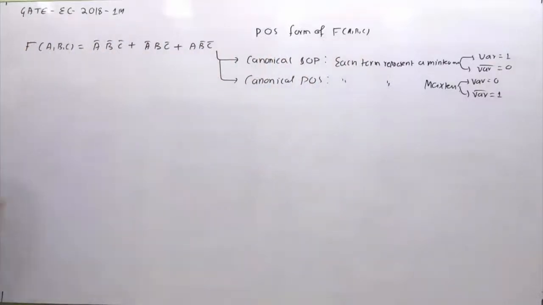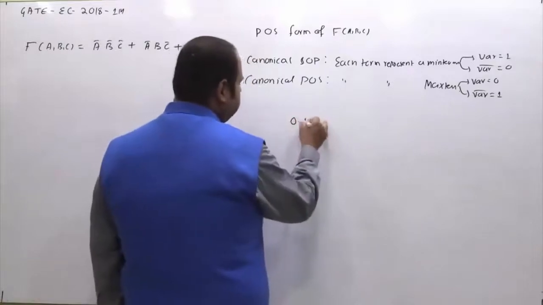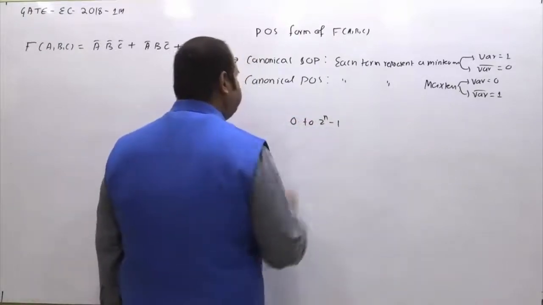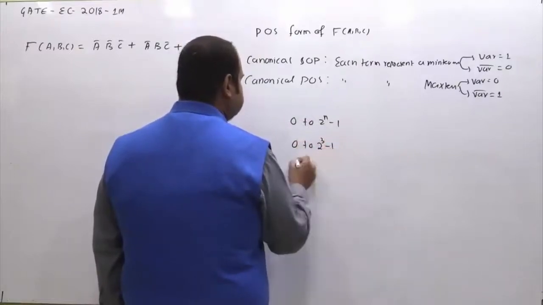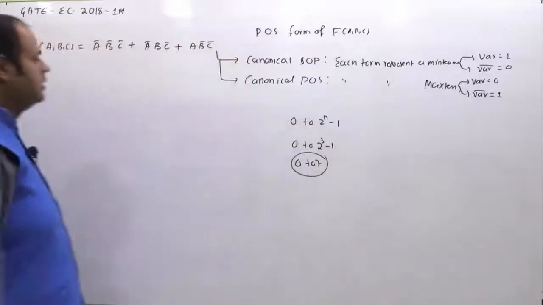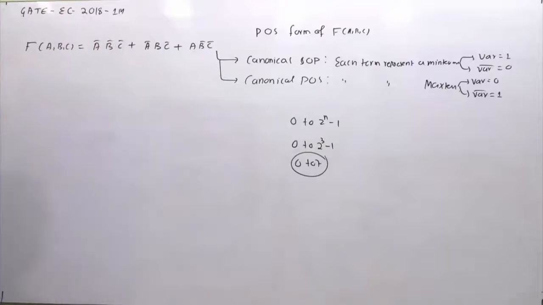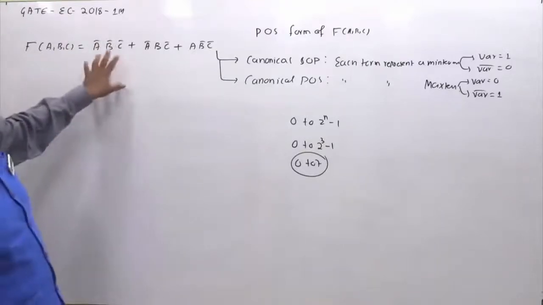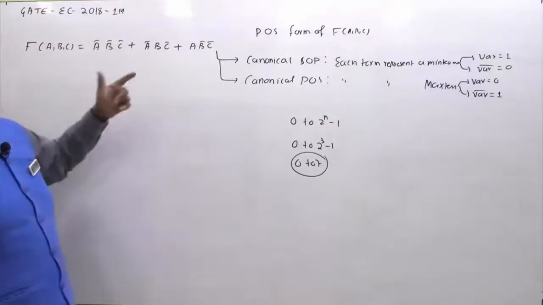So here it's a 3 variable case. The number of indices possible is 0 to 2 raised to power n minus 1 if it is an n variable case. Because it is a 3 variable case, this is 0 to 2 power 3 minus 1, that is 0 to 7. So total 7 indices are possible. Sorry, total 8 indices are possible, 0 to 7. Out of 8, 3 are min terms, because each term is a min term. So the remaining 5 will be max terms.